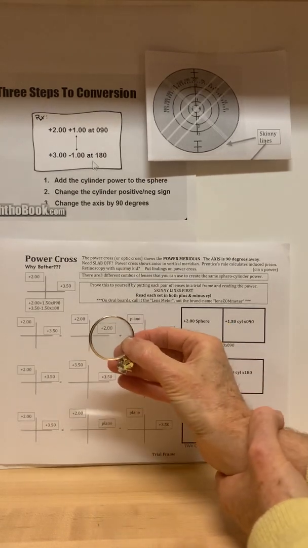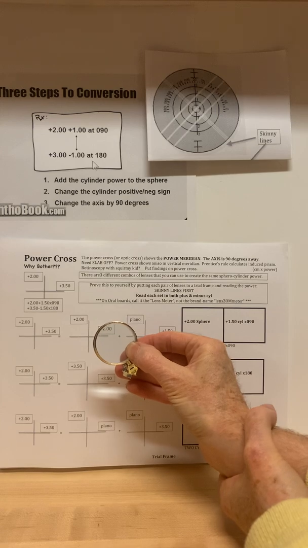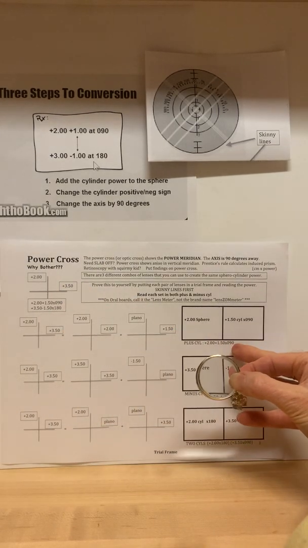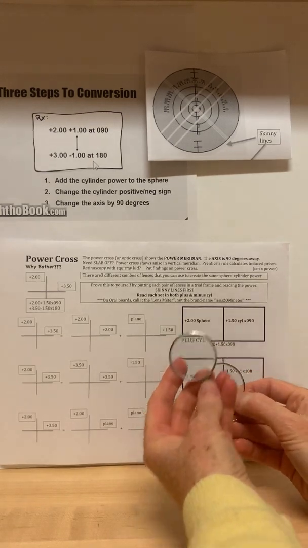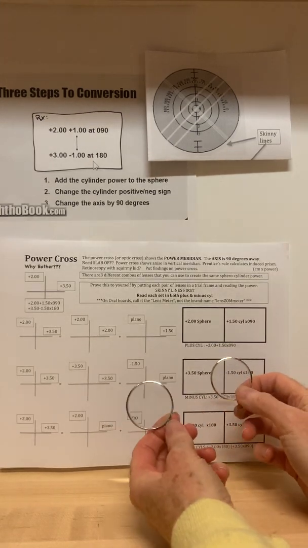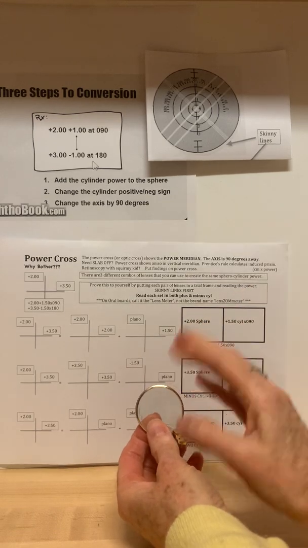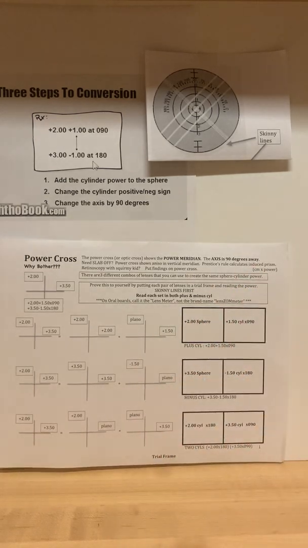So if I lay those lenses on top of each other and stick them in the lensometer and measure it, I'm going to measure this prescription. And I have created it by taking a +2 sphere and laying upon it a +1.50 cyl, axis 90.